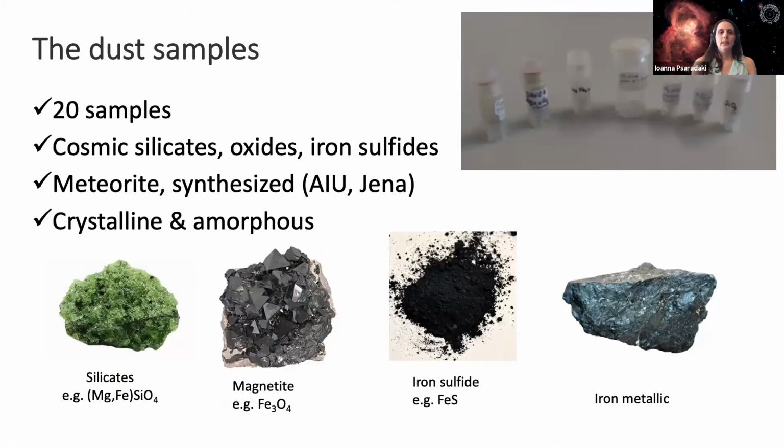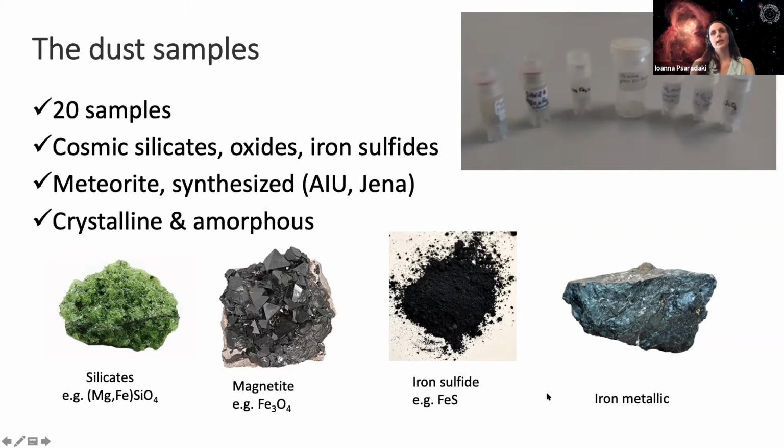So we have about 20 dust samples, and they contain silicates with different ratios of oxygen and also different magnesium to iron ratios, basically to study whether or not we have magnesium-rich silicates in the galaxy. We had also oxides and iron sulfates. You can see some examples here: silicates like olivine, oxides like magnetite, which is also famous for its ferromagnetic properties, and some iron sulfates.